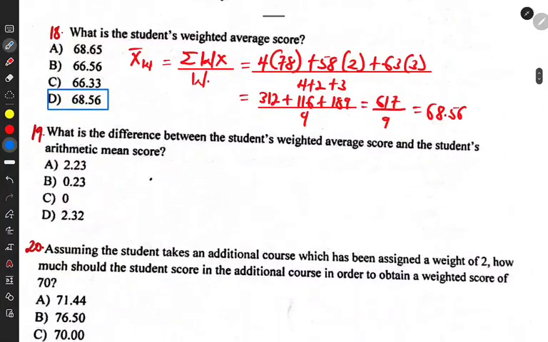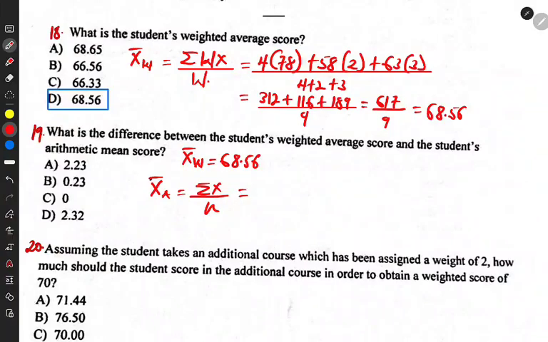Now question 19. What is the difference between the student weighted average score and the student arithmetic mean score? So we know the student weighted average score is 68.56. However, we don't know the arithmetic score, so we need to calculate it. The arithmetic score, the normal mean, is equal to the summation of the x values divided by the number.